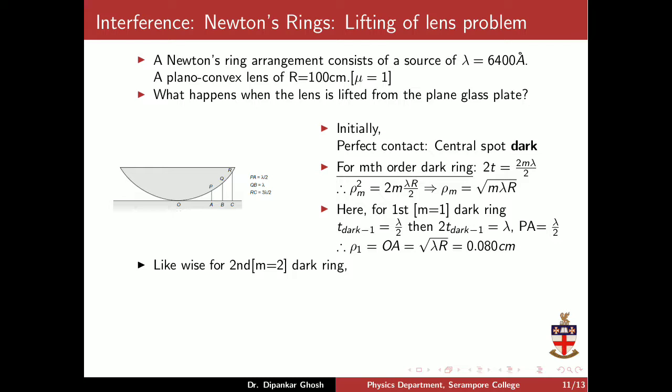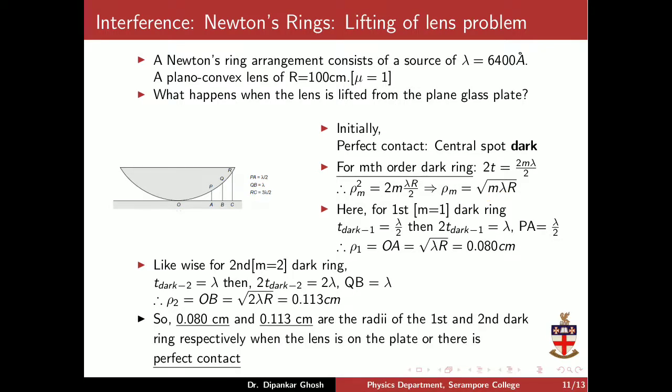Likewise, for the second dark ring, that is m equal to 2, what will we have? We will have the thickness corresponding to the second dark ring as lambda. We need that, and that's why twice of that will be twice lambda, and we see in the diagram QB is that particular thickness. So at location B, we are going to have the second order dark ring. What will be the radius of the second order dark ring? It will be equal to OB, and that will be root over 2 lambda R, and the value will be 0.113 centimeters.